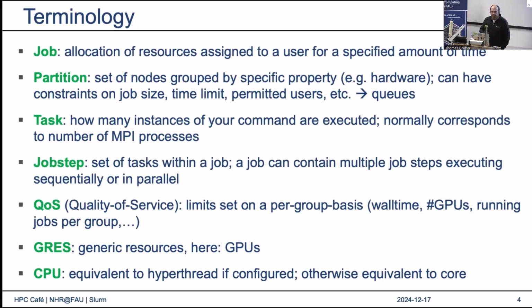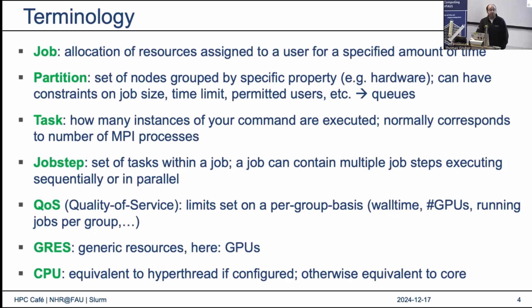QoS, or quality of service, is a limit on a per-group basis about the quality of service you get. We could say this group only gets the good nodes or the bad nodes, which we don't have, but this would be one of those things a quality of service means. Or only the nodes which have a CPU frequency above 3 gigahertz, for example, because we want to be fast, and then Slurm selects the right nodes which fulfill this quality of service agreement and schedules your job there.